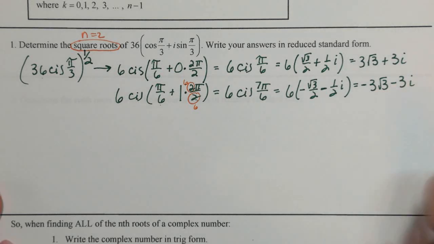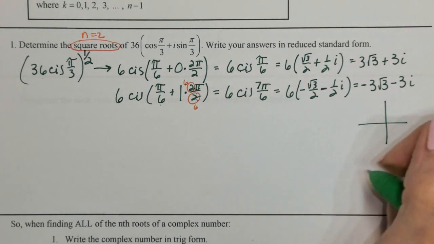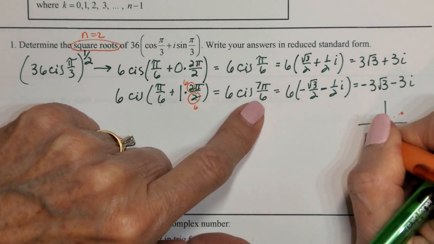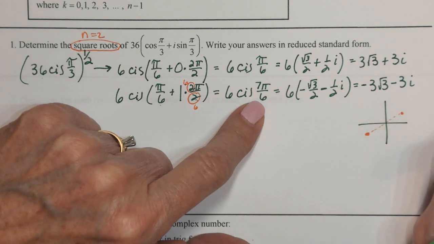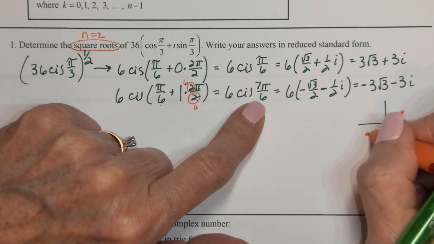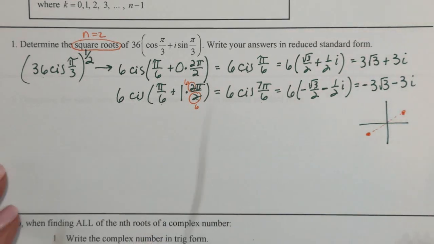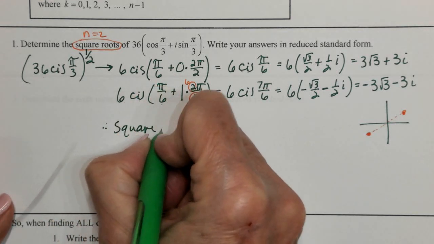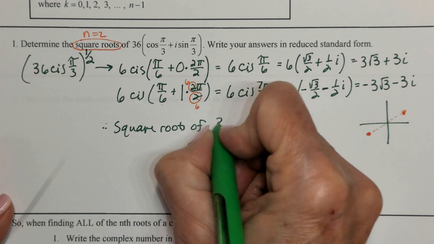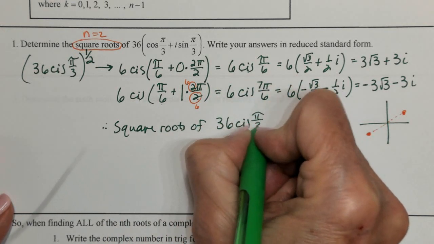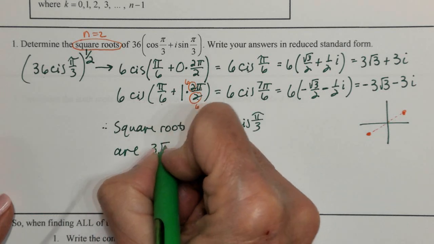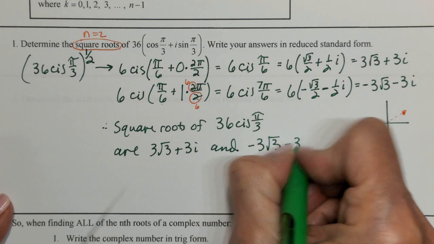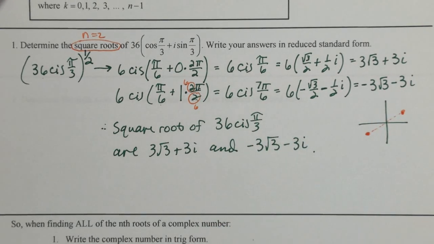Think about where those are located on the graph. The angle is pi over 6 and 7 pi over 6. Yeah? So those would be your two evenly distributed roots. Okay? So the square roots of 36 cis pi over 3 are 3 square root of 3 plus 3i and negative 3 square root of 3 minus 3i. Those are the square roots of that complex number.